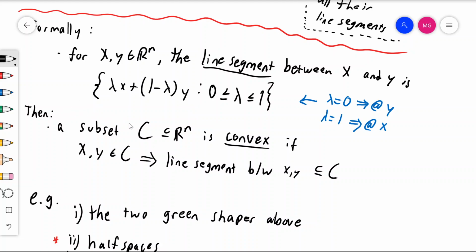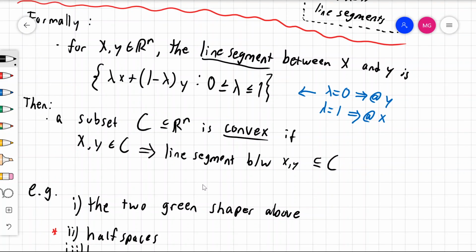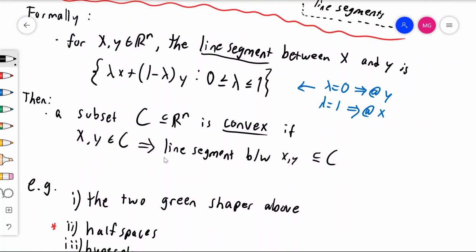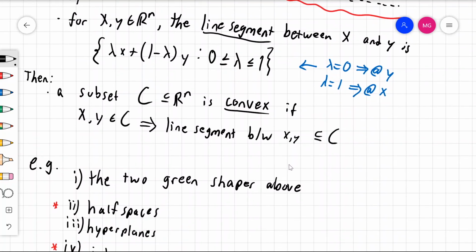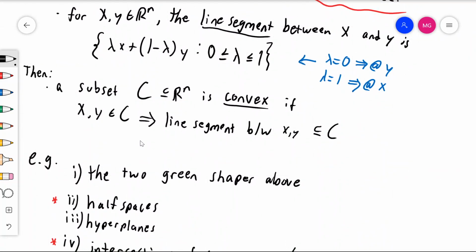So then a subset C in Rn is said to be convex if no matter which 2 points x and y in the set C that I take, the line segment between x and y that connects them is itself entirely contained in C. So when we say a convex set contains its line segments, I take any 2 points in the set, and then that entire line segment connecting the points also has to be in the set, regardless of which 2 points I started with.